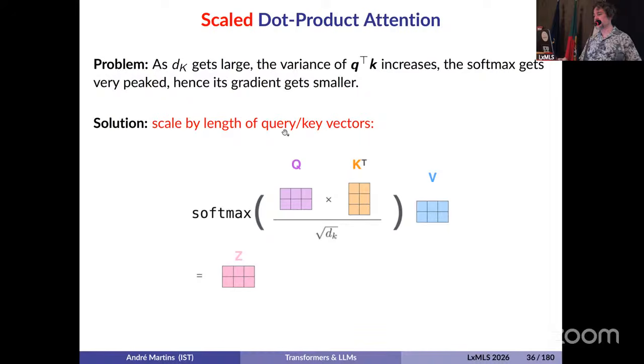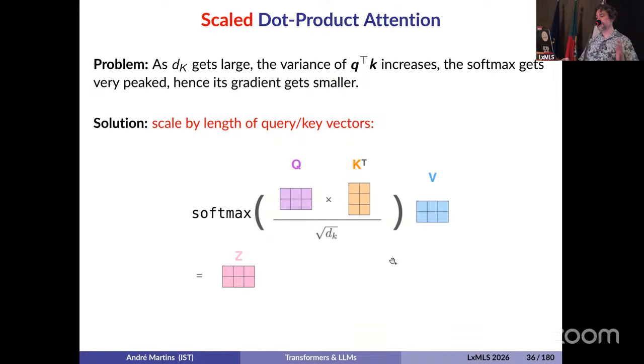So the main reason for that is as the dimensionality of the keys gets large, and because people try to scale these models, they make these dimensions larger and larger, the variance of the dot product between the queries and the keys, which is our association score, is going to increase. And as a result, the softmax is going to become very peaked, because you are basically creating a score vector that contains very large values. If you apply softmax to a vector with very large magnitudes, it is going to result in something very close to a one-hot vector. So it's necessary to do some scaling by the dimensionality of these vectors.